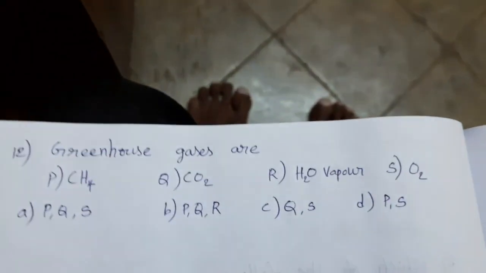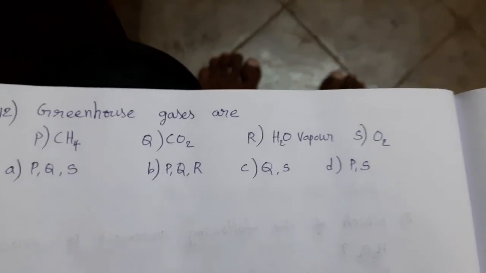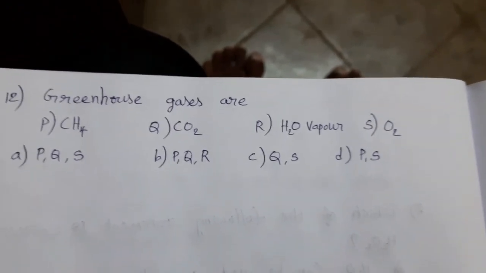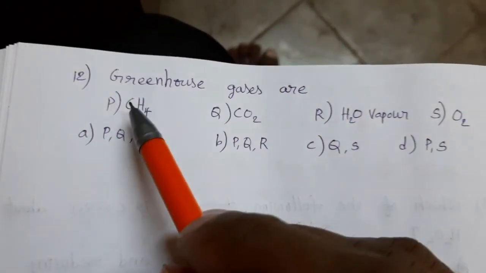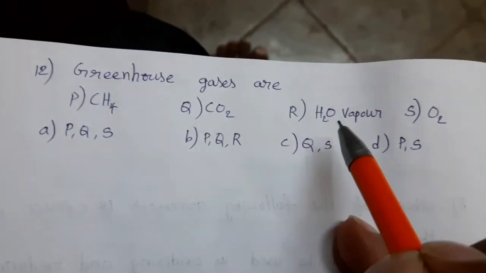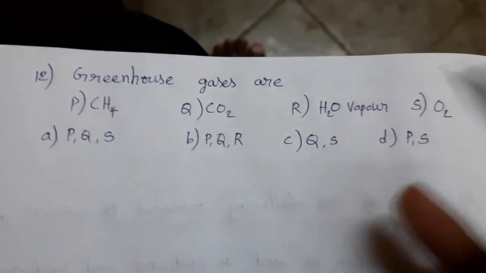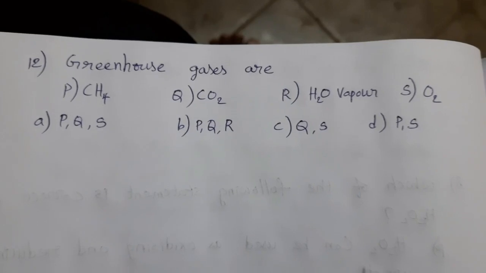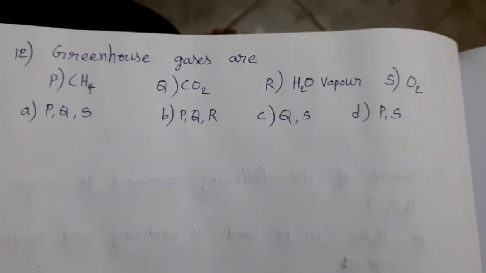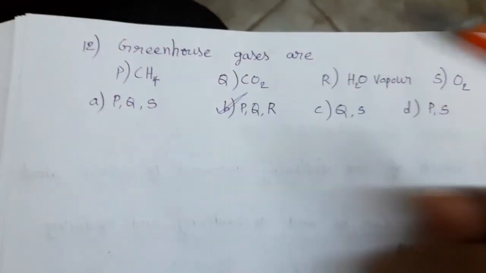Next, greenhouse gases are CH4, CO2, H2O vapor, O2. Methane, carbon dioxide, water vapor are responsible for the greenhouse effect. So these are called greenhouse gases. Then what is the option? Option B is the answer.